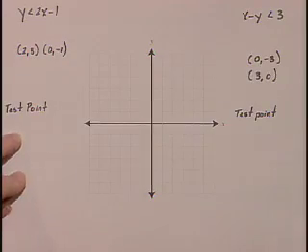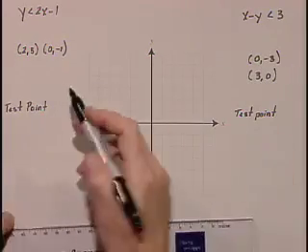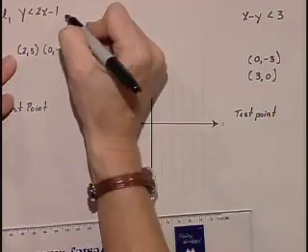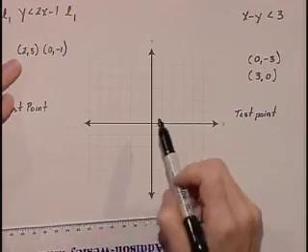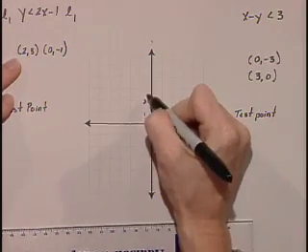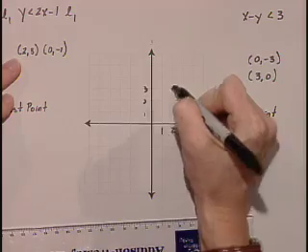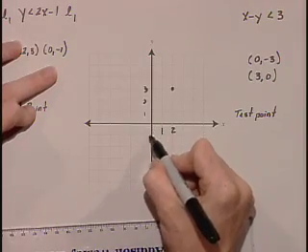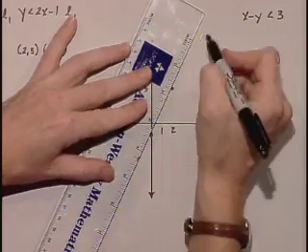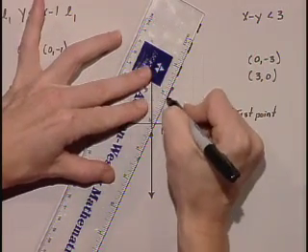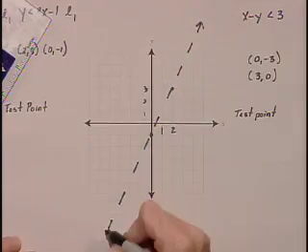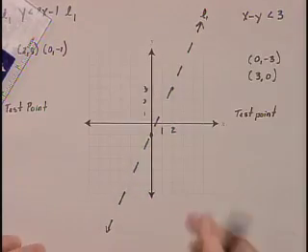Both are dashed boundary lines. So let's put our points on. We're going to call this line number 1. Over 2, and then up 3. We'll place our first point, and 0, negative 1. We're going to connect those with a dashed line. I'm going to label that line 1.